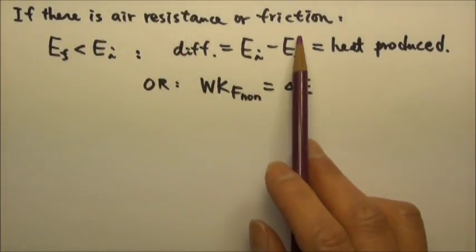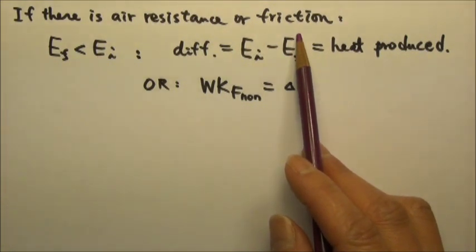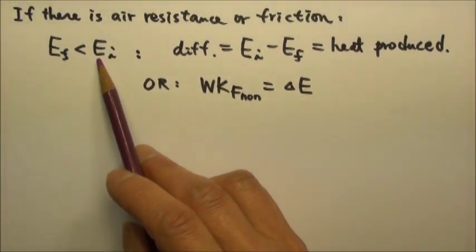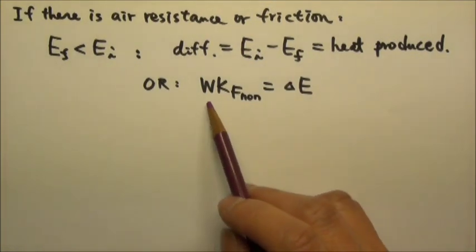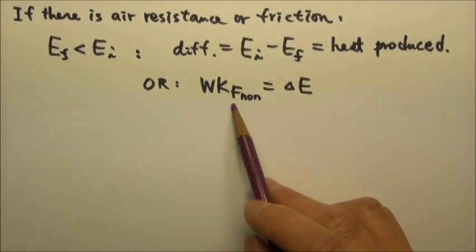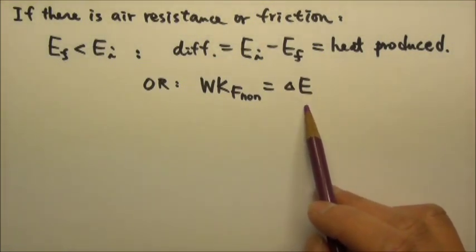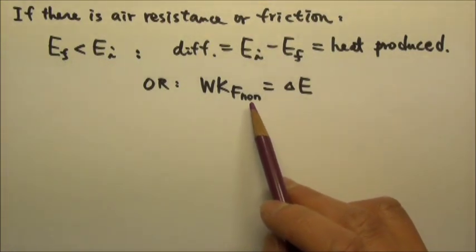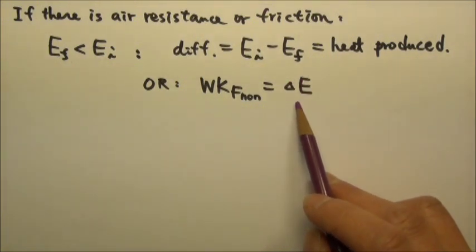If there is air resistance or friction, we would lose mechanical energy, and the lost mechanical energy would turn into heat. In this case, the final mechanical energy would be less than the initial, and the difference is the heat produced. Or we can use the work energy theorem. The work done by the non-conservative force, the air resistance or friction, equals the change in mechanical energy. In this equation, because the air resistance or friction takes energy away, the work done is negative. Since the mechanical energy decreases, the delta E is also negative.